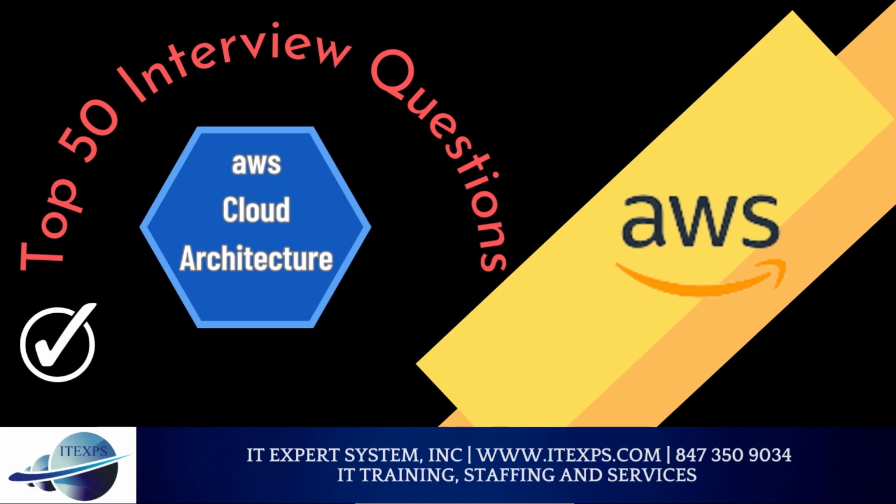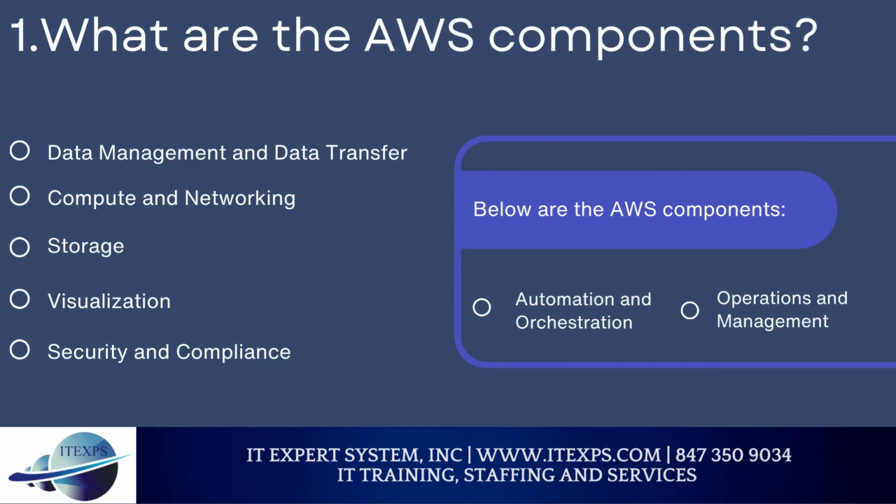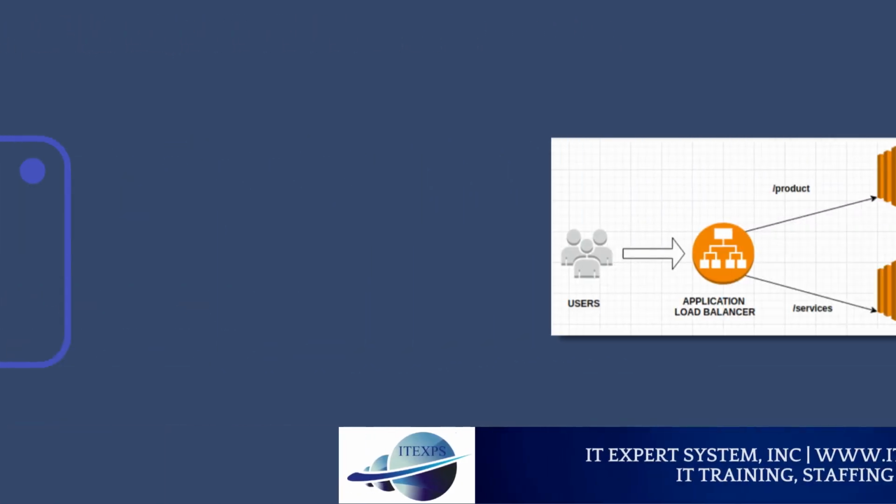Today we are going to talk about AWS Cloud Architect Top 50 Interview Questions. 1. What are the AWS components? Below are the AWS components: data management and data transfer, compute and networking, storage, automation and orchestration, operations and management, visualization, security, and compliance.